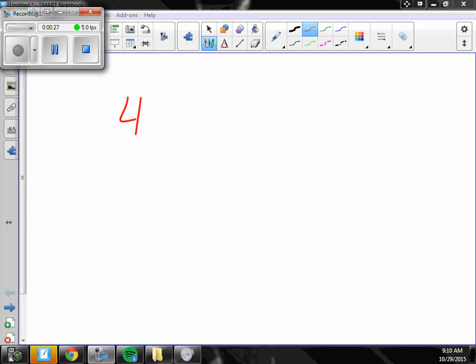So, how about 4's additive inverse? Negative 4 is positive 4's additive inverse. So if I combine 4 and its inverse, which is negative 4, I get what? 0.